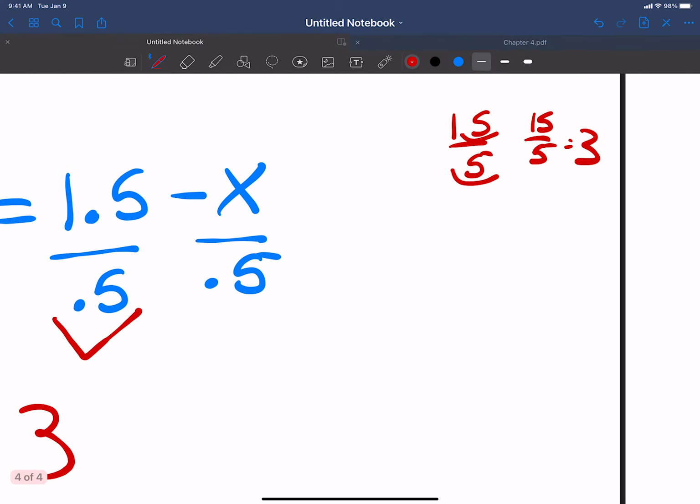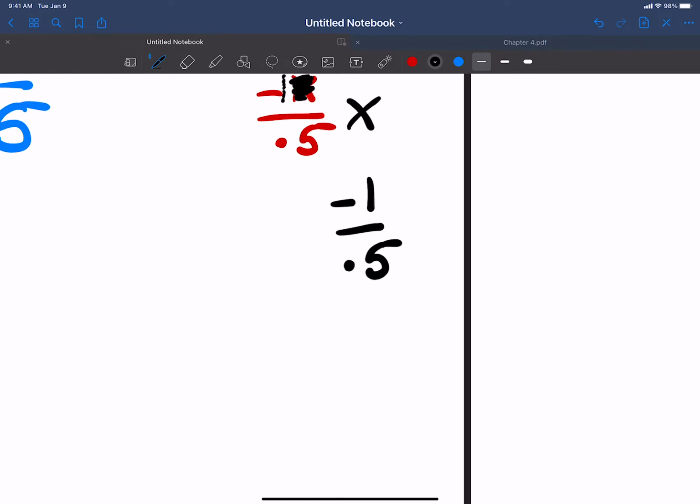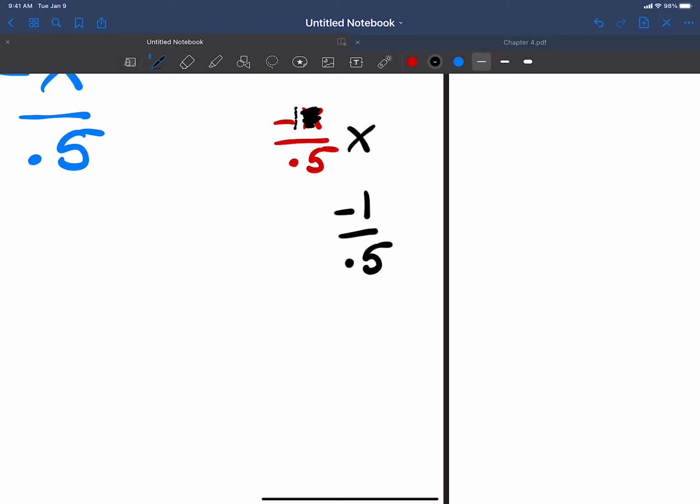Now don't panic. Let's look at the next one. Negative x over 0.5. We know that there's actually a cute little ghosty 1 right here, right? Yes? So it's actually, just ignore the x for a second. The x can come off to the side, okay? It's actually negative 1 over 0.5. Now I know that looks weird, right? We don't like decimals in the denominator, especially if I said that was my slope, right? That is my slope because it's next to x, right?